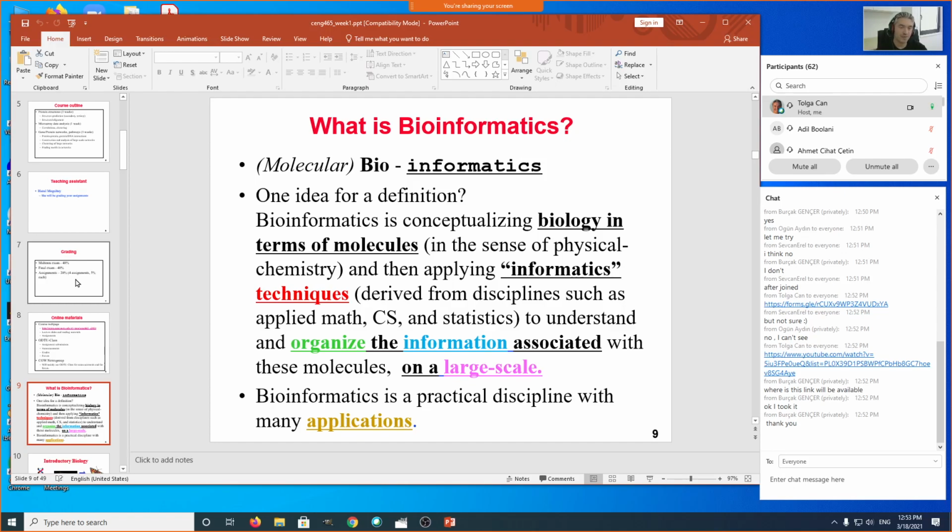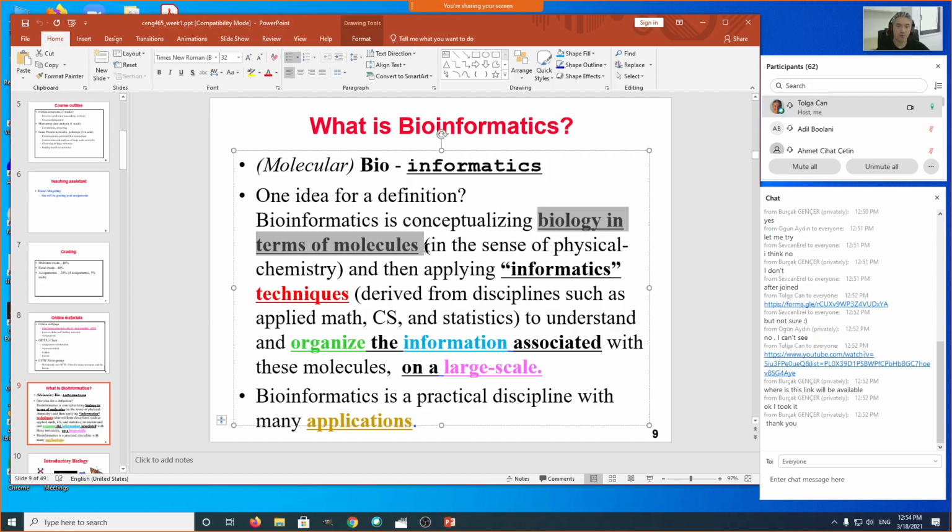Sometimes it's confused with health informatics. In bioinformatics, we don't deal with hospital information systems. The hospital information systems, personal medical records, those data, it's not bioinformatics, okay? Or X-ray images, biopsy images.